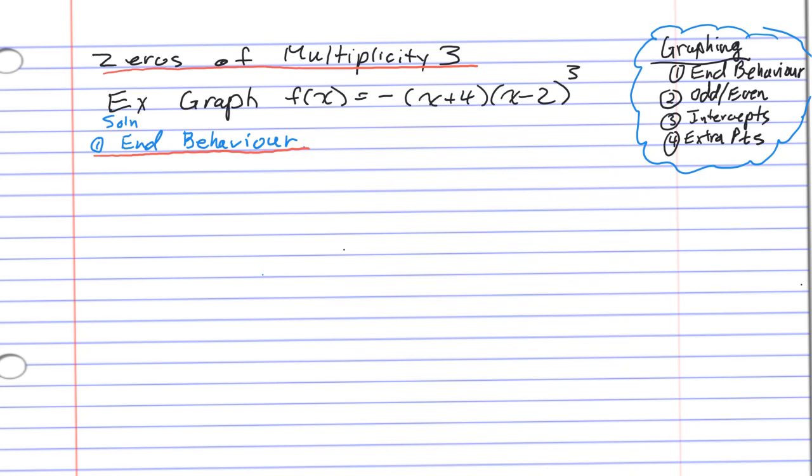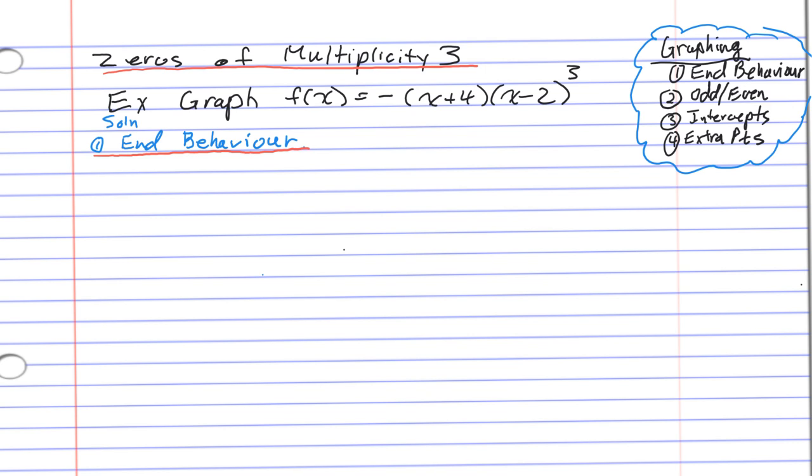So today we're going to study zeros of multiplicity 3. So for the graph, f of x is equal to negative x plus 4 bracket x minus 2 cubed. We're going to go and do this graphing scenario that we did from last day.